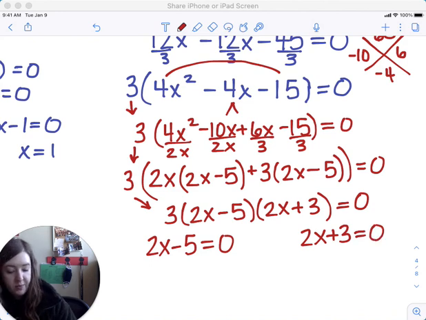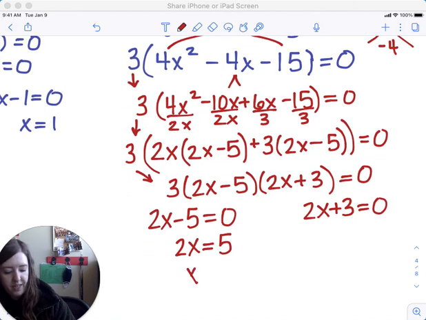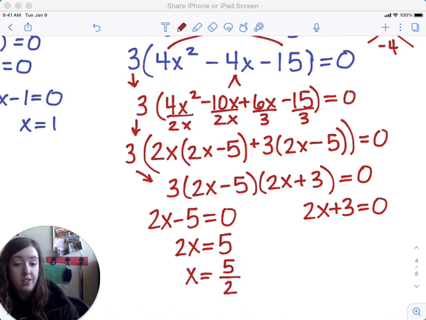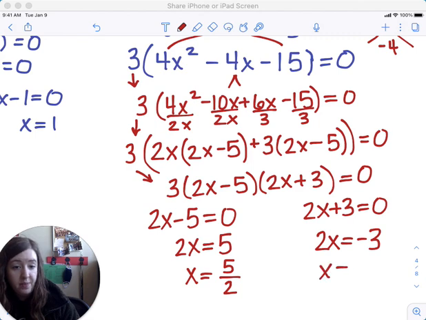With 2x minus 5 equals 0, we'll add 5 to both sides. So 2x equals 5. Then we'll divide both sides by 2. And we'll get 5 halves for x. With 2x plus 3 equals 0, we'll subtract 3 from both sides. So 2x equals negative 3. Then we'll divide by 2 on both sides and get negative 3 halves.